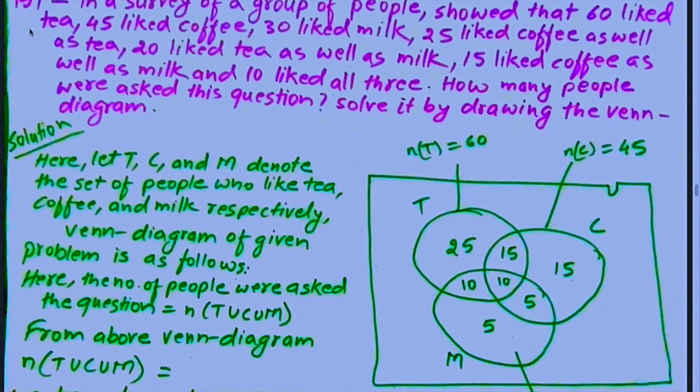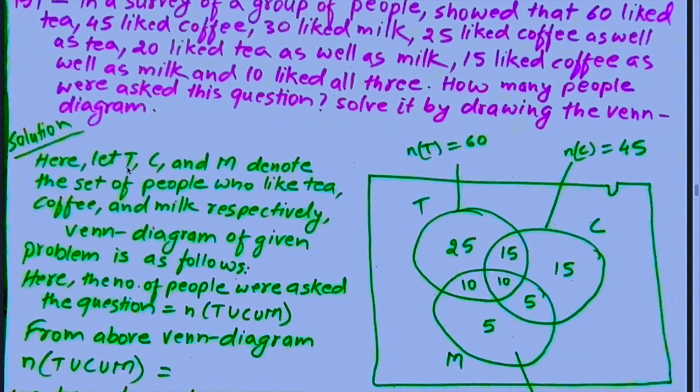Question number 151. A survey of a group of people showed that 60 liked tea, 45 liked coffee, 30 liked milk, and 25 liked coffee as well as tea, 20 liked tea as well as milk, 15 liked coffee as well as milk, and 10 liked all three. How many people were asked this question? Solve it by drawing a Venn diagram. Solution.